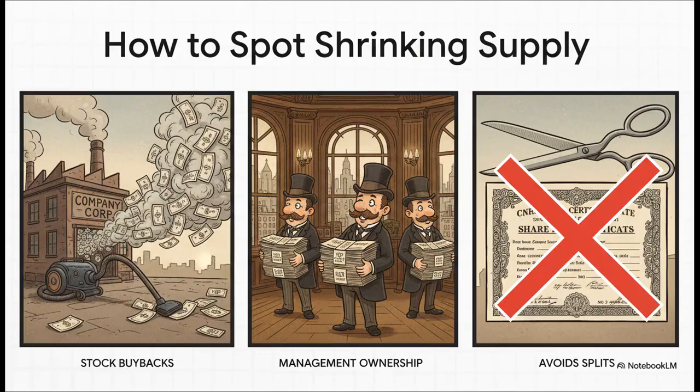So the goal is to find situations where that supply of stock is already small, or even better, it's actually shrinking. So how do you spot that? Well, you want to look for companies that are actively buying back their own stock. They're literally taking shares off the market. You check to see if the management team owns a big slice of the pie. They're probably not selling. And you want to be a little cautious of companies doing these huge stock splits, like a 5-for-1, because that just floods the market with more supply.